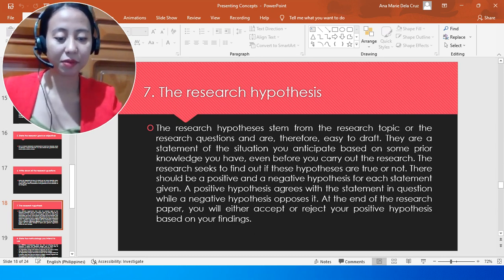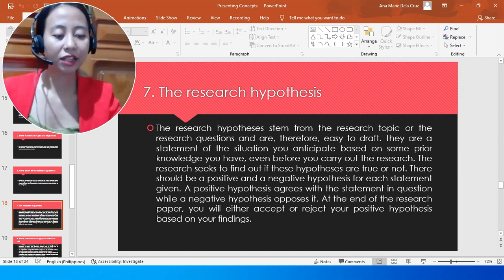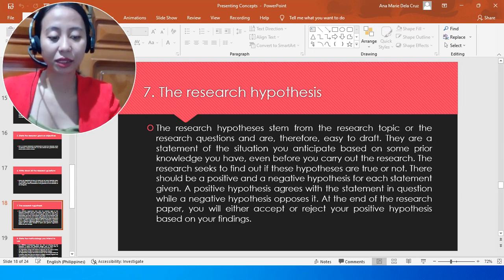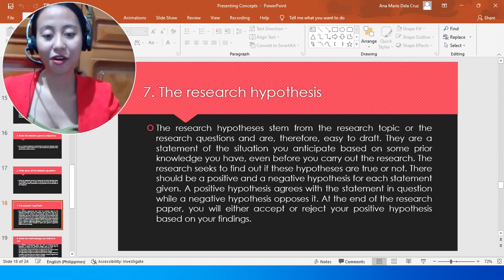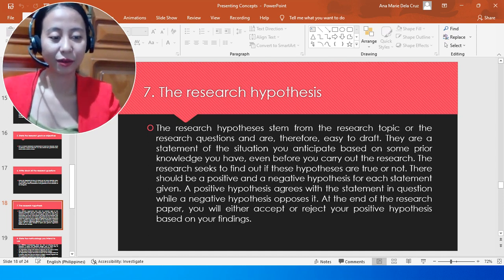Pag positive, ibig sabihin, ina-approve niya. And negative, disapprove. At the end of the research paper, you will either accept or reject your positive hypothesis based on your findings. Okay? Kahit yung writer, pwedeng magbago yung pananaw niya.